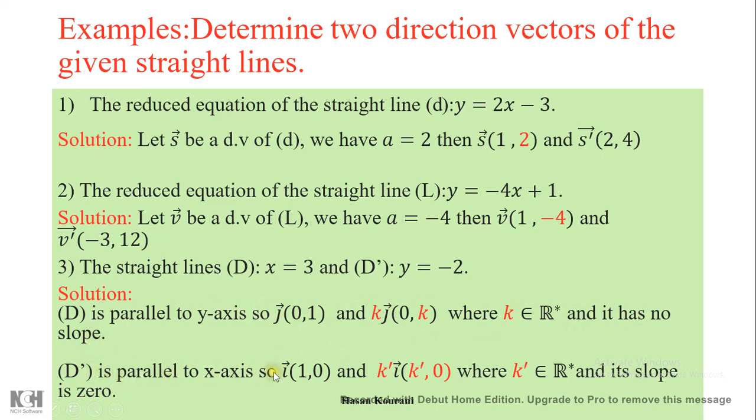And D prime parallel to the x-axis, similarly, we can notice that it's a horizontal straight line, and I will be a direction vector. We don't say the direction vector since we have many of them. Multiplying I by any non-zero real number k prime, we will get another direction vector. And since it's horizontal, its slope is 0, as you know.